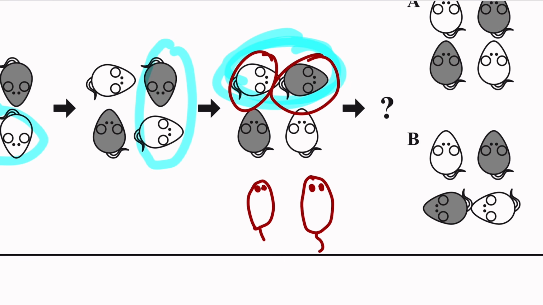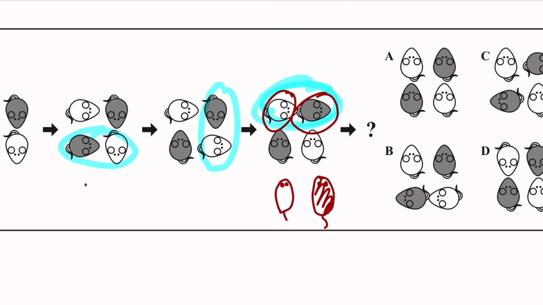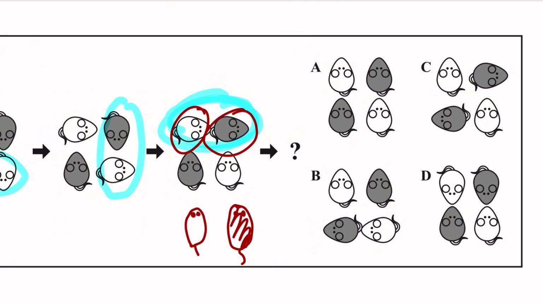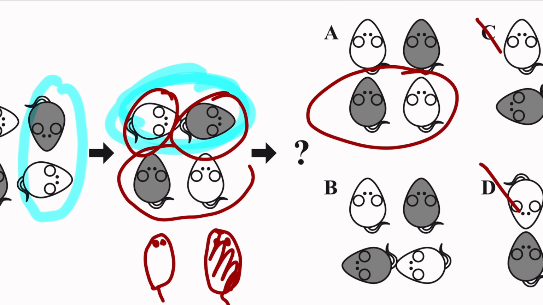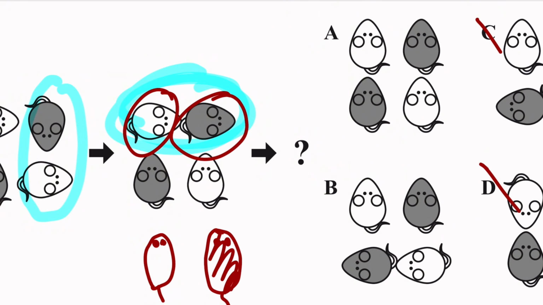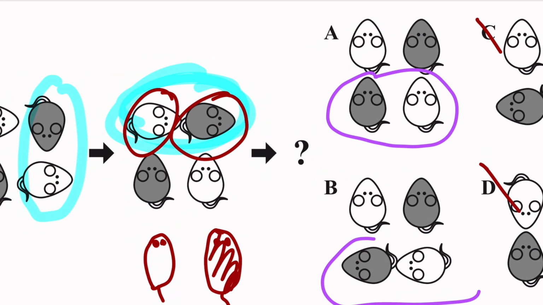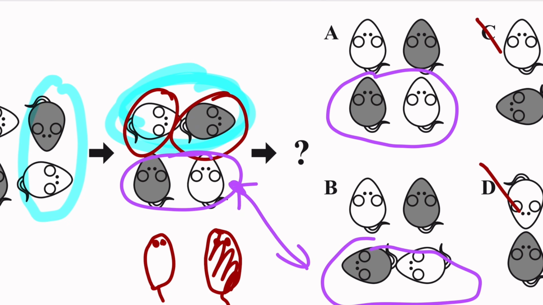So we should have one white and one shaded rat looking up in the top row. Okay, which one has that answer? Well, A and B both have that. So C and D are wrong immediately. Eliminate your answers. Now we need to compare the bottom. Okay, the bottom should be the same as the previous one. So I'll do it in purple. The bottom here should be the same as the previous one. Okay, is this the same with this? No. So therefore B is wrong. And A is our answer.